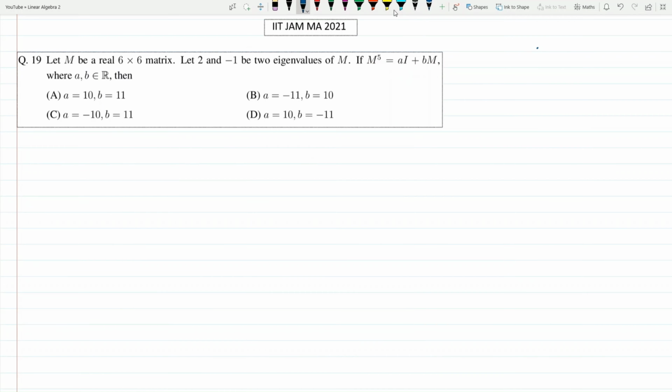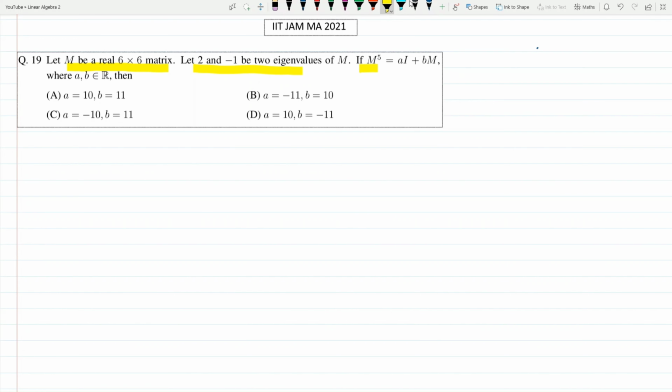Today we are looking at a question which was asked in IIT JAM of 2021. It is a 2-mark question from section A. The question is, let capital M be a real matrix of order 6. Let 2 and -1 be two eigenvalues of M.